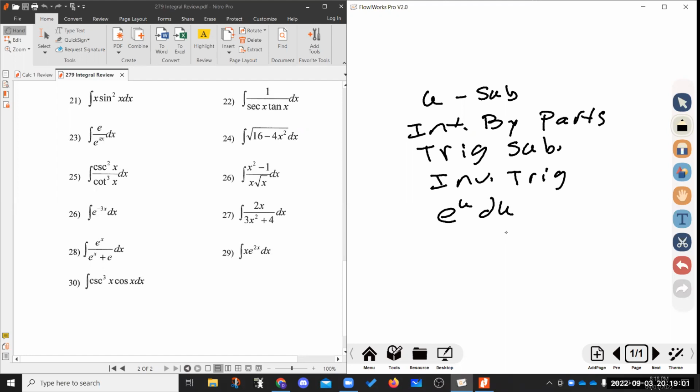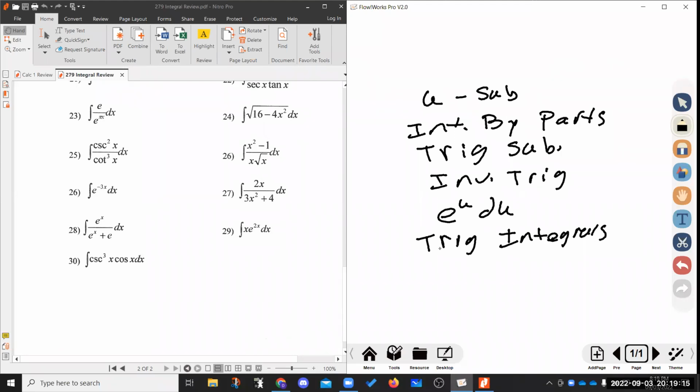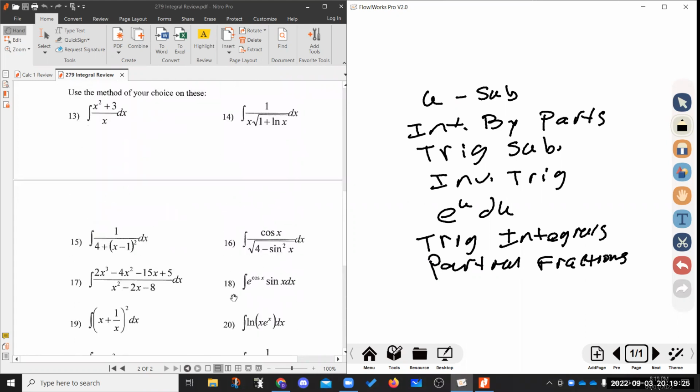And you're going to want to know all of your regular trig integrals as well. I think that was, oh, and you're going to want to know partial fraction decomposition. For sure. Those are all big things in differential equations.